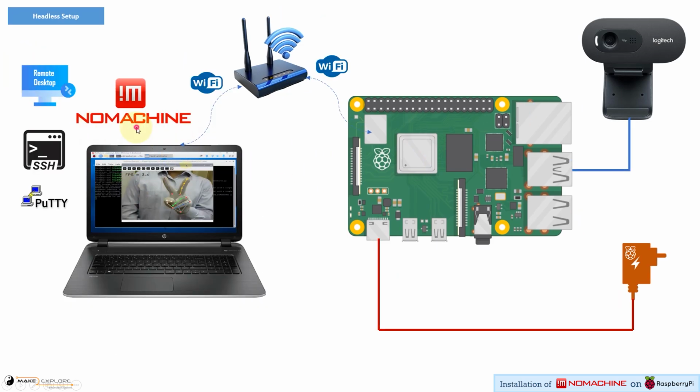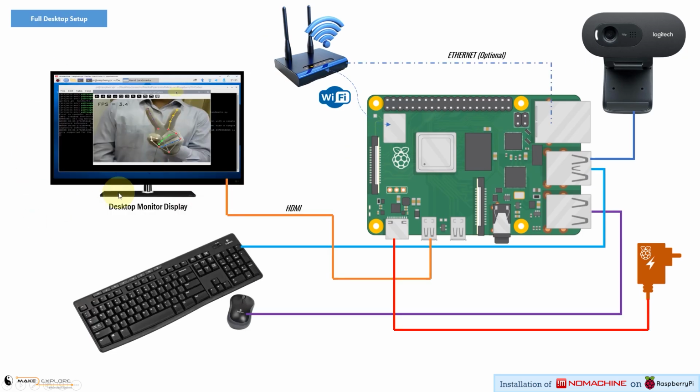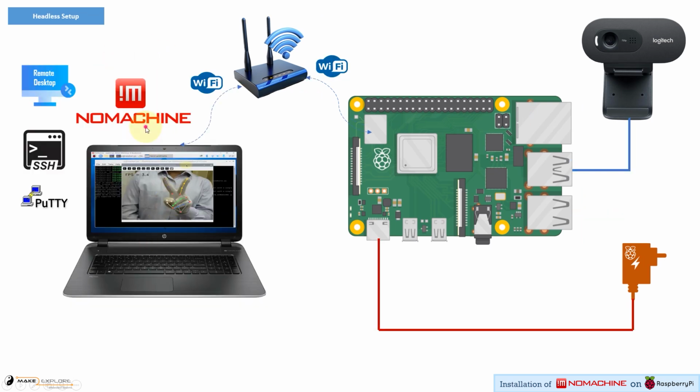Instead, we will install NoMachine Remote Desktop Software. So if you have a monitor with you, that is, if you have display screen with you, then you can skip this step of installing NoMachine software, and you can go ahead with the installation of Mediapipe framework. So in next session, we are going to see installation of NoMachine on Raspberry Pi. And if you don't have display and want to use the Raspberry Pi as a headless, then you can just follow along.